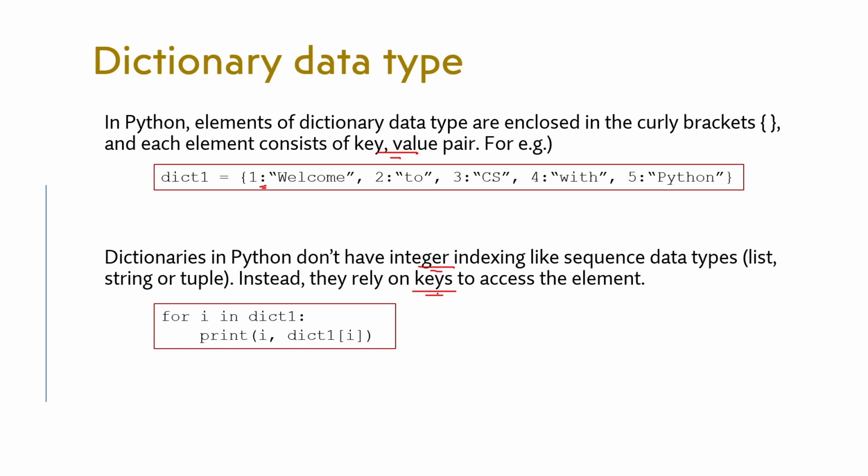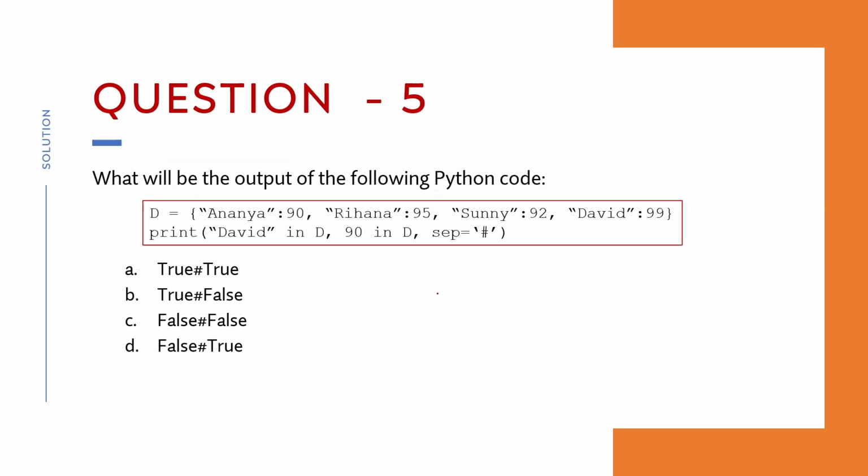Okay, now coming back to our question, let's see the code and then we'll try to figure out what will be the output of this particular code. तो इस केस में अगर बात करूं तो आपको डिक्शनरी गिवन है D, इसके अंदर क्या है, कीज क्या है आपकी अनन्या, रिहाना, सनी एंड डेविड, और उनकी रेस्पेक्टिवली वैल्यूज क्या है 90, 95, 92 एंड 99. एंड स्टेटमेंट नंबर 2 क्या है आपकी, David in D, 90 in D एंड सेपरेटेड बाय हैश.